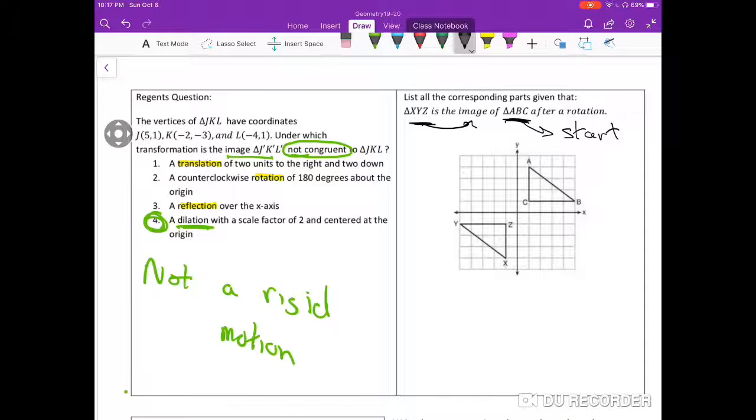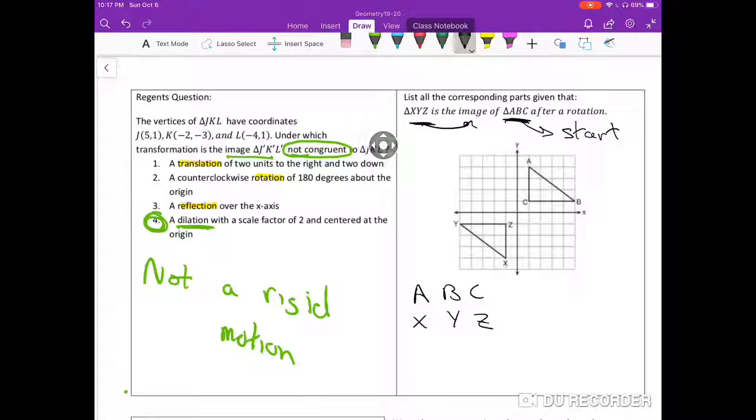So we start with ABC and we get to XYZ. Whenever you see something like this, the first thing that I like to do is stack my letters on top of each other so I know which parts are supposed to line up with one another. So what we're going to have here is 6 pieces, because all these triangles are made up of 3 sides and 3 angles.